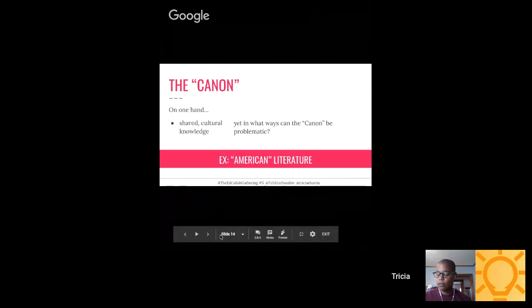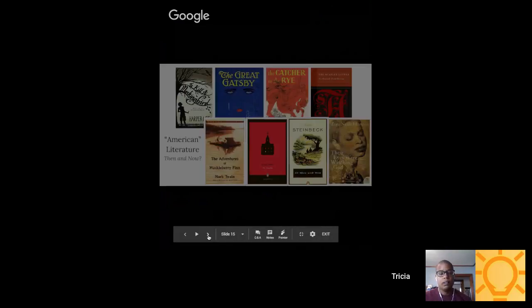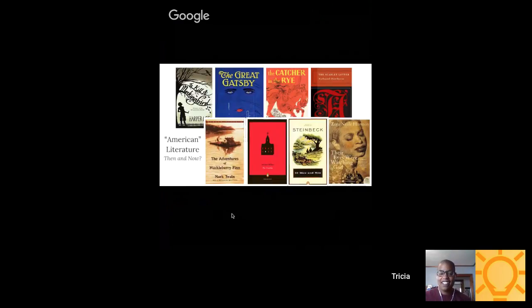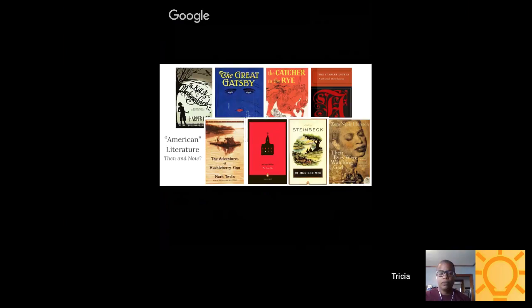And when we think about American literature and the canon, and I have a slide up here, then and now. I went to high school decades ago, and many of these books were the books that I read. And many of these books are the books that we still teach. And there's value in that, but there's also a question about that as well, right? Kim, would you say your experience is the same? Same.